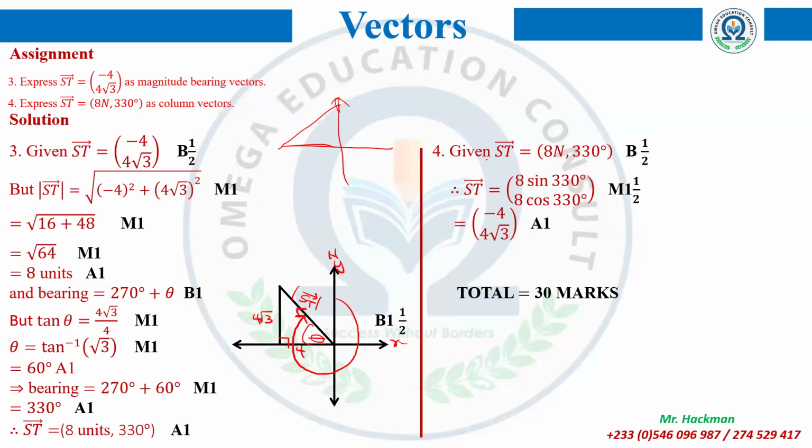Now to the last question, question 4. That was the easiest; it's just formula work. Given this, that is B half. Now what were you asked to find? You were asked to write this as a column vector. We have to quickly use the formula. We know that the vector ST in column form, when given in magnitude-bearing form, is the magnitude of the vector times sine of the bearing. So the magnitude is 8, and the bearing is 330 degrees. Please take note, the bearing is 330 degrees. Someone wrote 33, meanwhile you stated 330 here, so it means at this point you are lost.